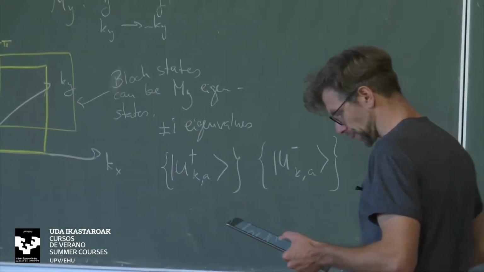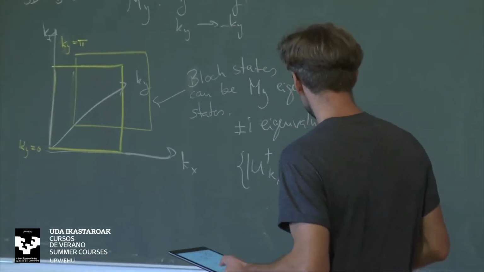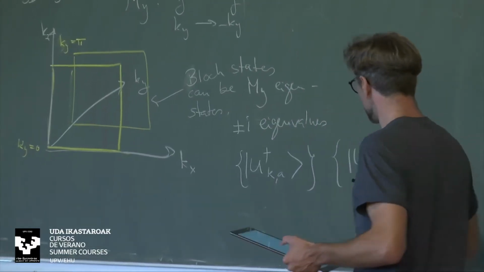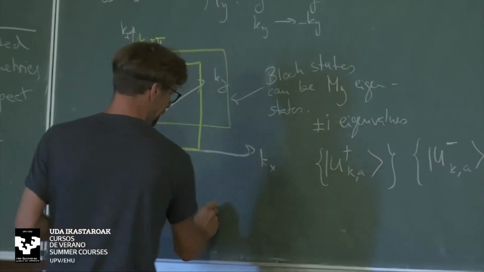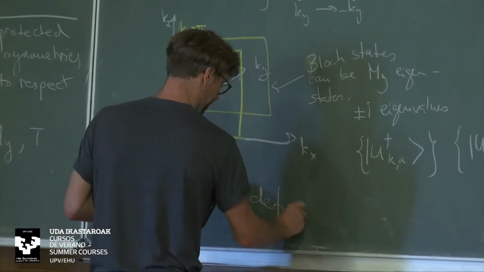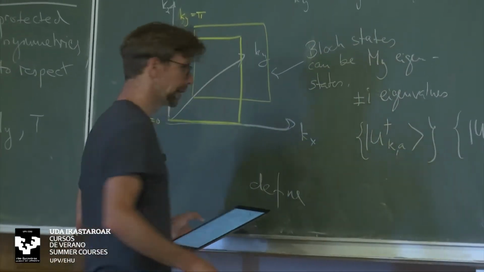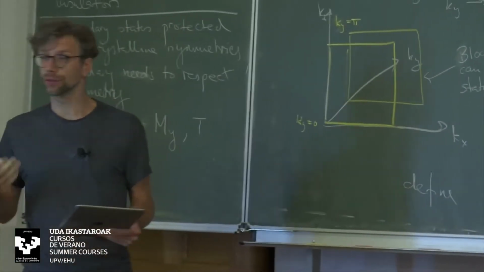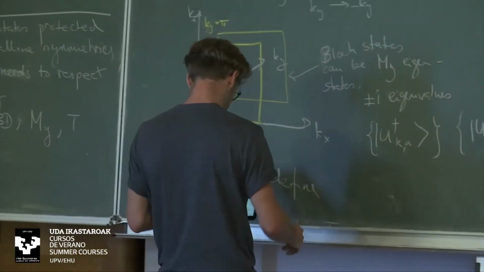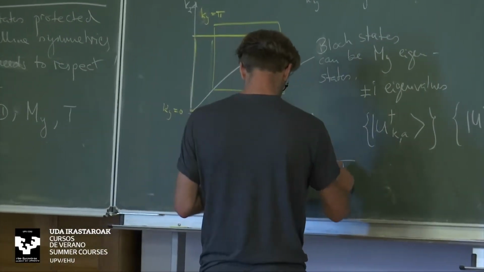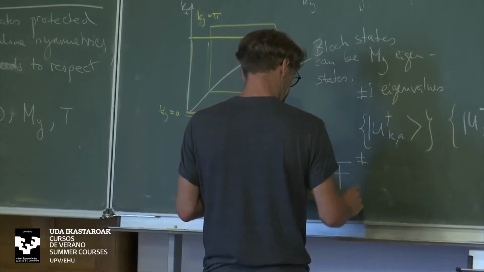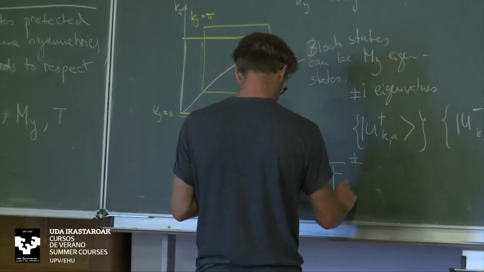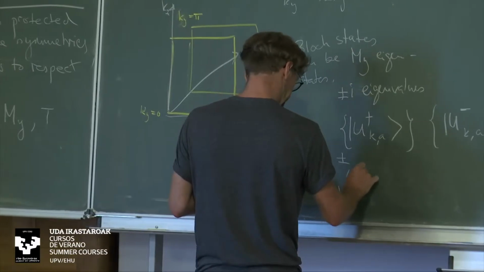And now the nice thing is, due to the separation, we can define two different Berry connections and two different Berry curvatures for each of these subspaces. So we can say we define this F plus minus of k.